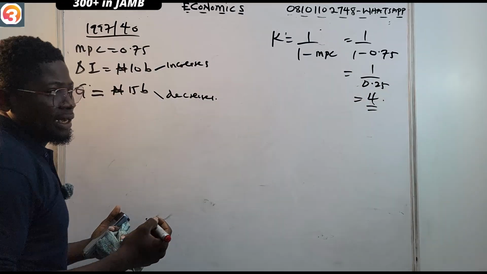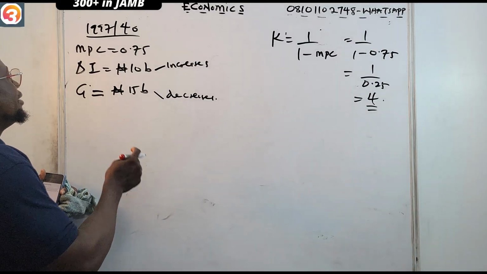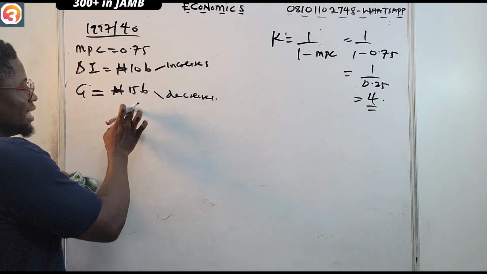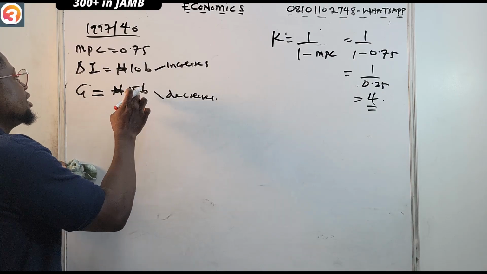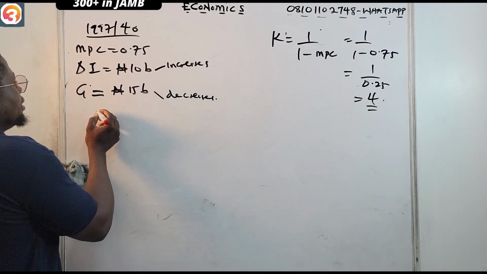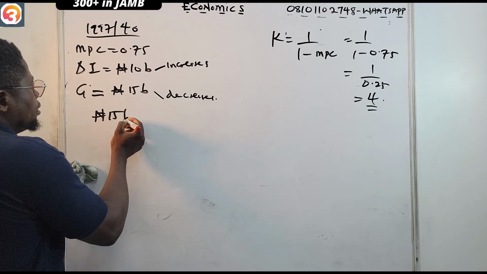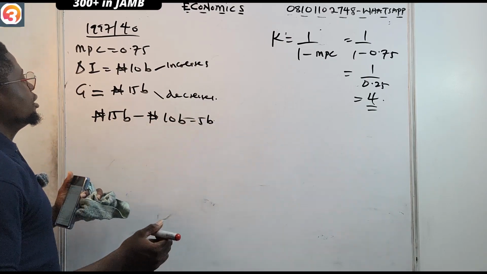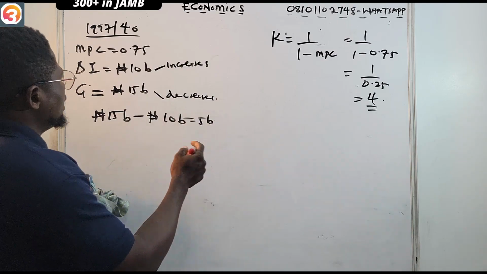From the last example, it's the same thing. Now we need to know our net difference between the investment and government spending. Since this one is decreasing and this one is increasing, the difference will be 15 billion minus 10 billion, which is 5 billion.